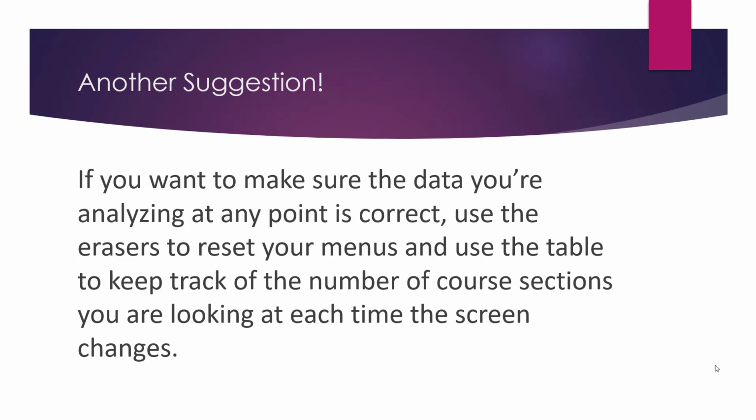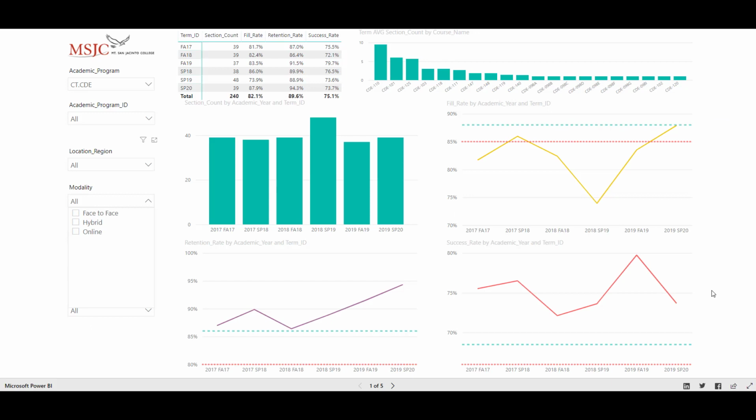Another suggestion, if you want to make sure the data you're analyzing at any point is correct, use the erasers to reset your menus and use the table to keep track of the number of course sections you are looking at each time the screen changes. For example, there are 240 sections for the CT/CDE academic program.